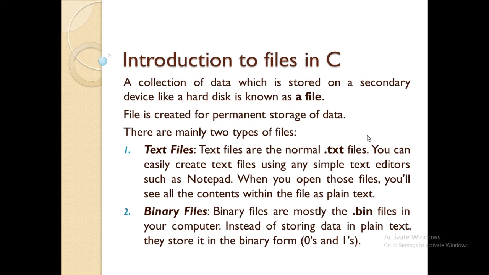There are mainly two types of files, text files and binary files. Text files are the normal text files which can be easily created using any simple text editor like Notepad. So whenever you open these kind of files, you will see all the contents as a plain text. Next comes the binary files. So binary files are mostly the dot bin files in your computer where the data is stored in the form of binary, that is in the form of zeros and ones.